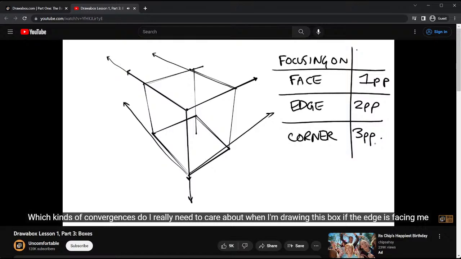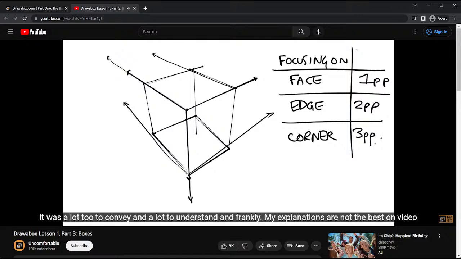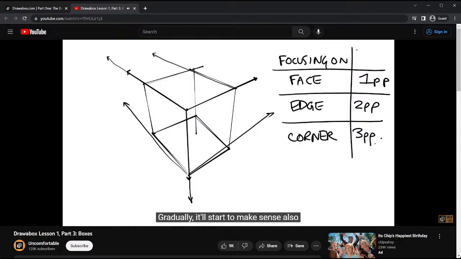If the edge is facing me, I only really need to worry about the two vanishing points. The third is going to be very minimal convergence or none at all. So I hope that helped. Again, this video is by no means going to clarify everything for you in an instant. It was a lot to convey and a lot to understand, and frankly, my explanations are not the best on video. So go through the written content, work through the exercises, even if you still feel you don't get it, and gradually it'll start to make sense.